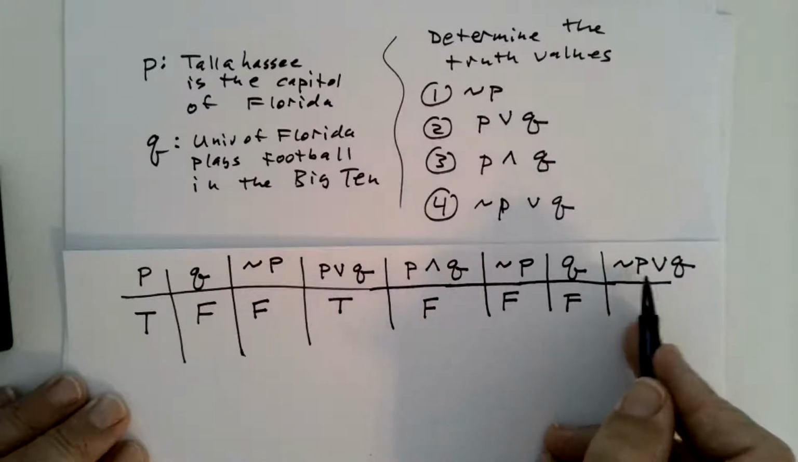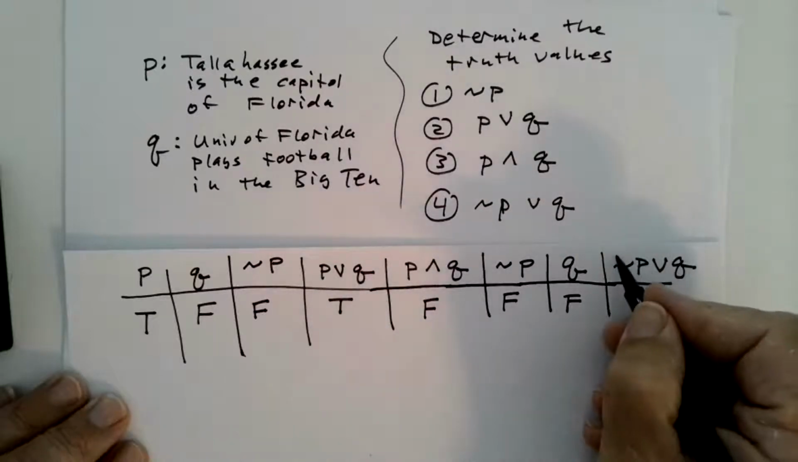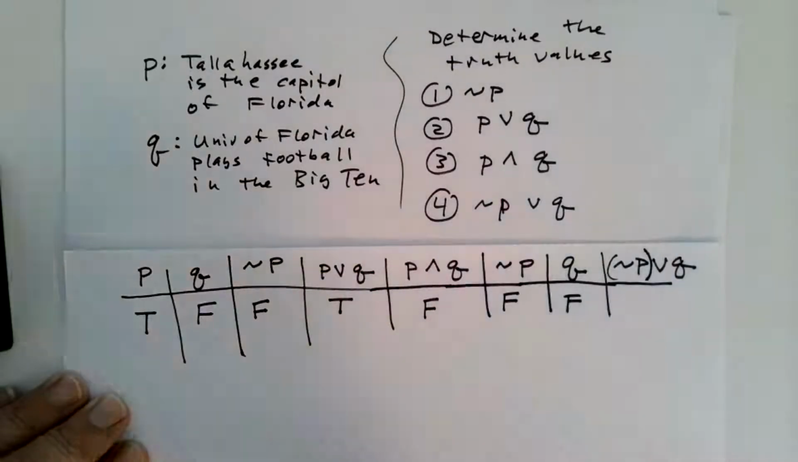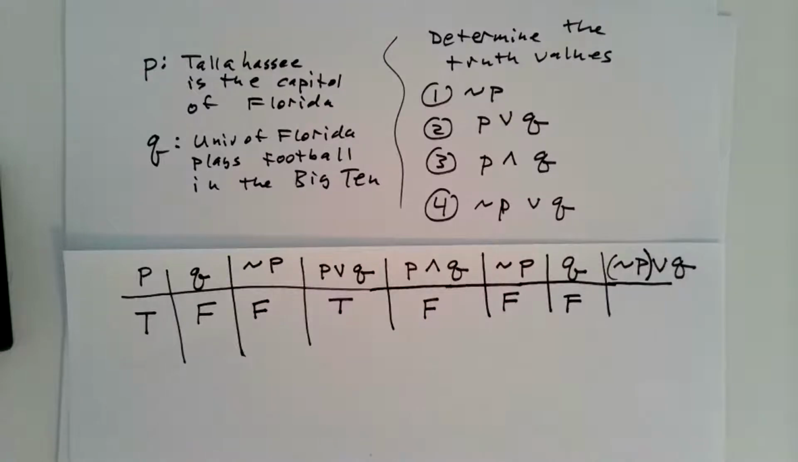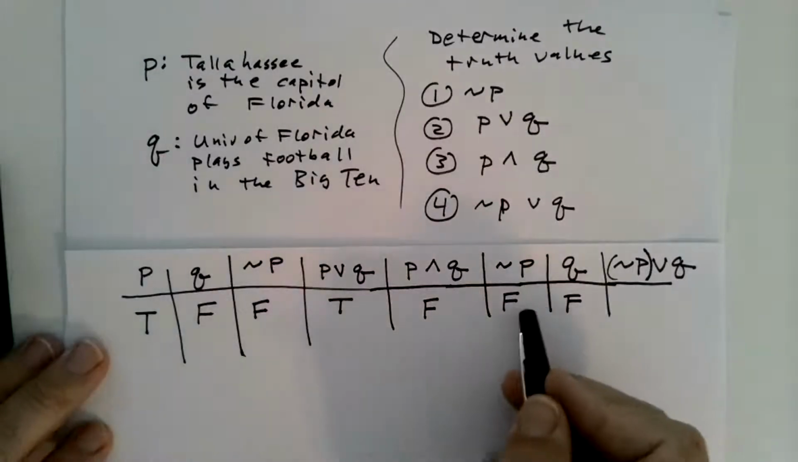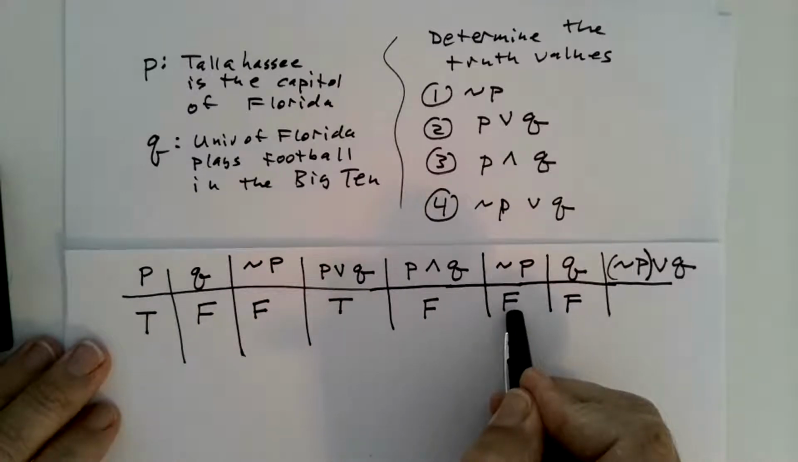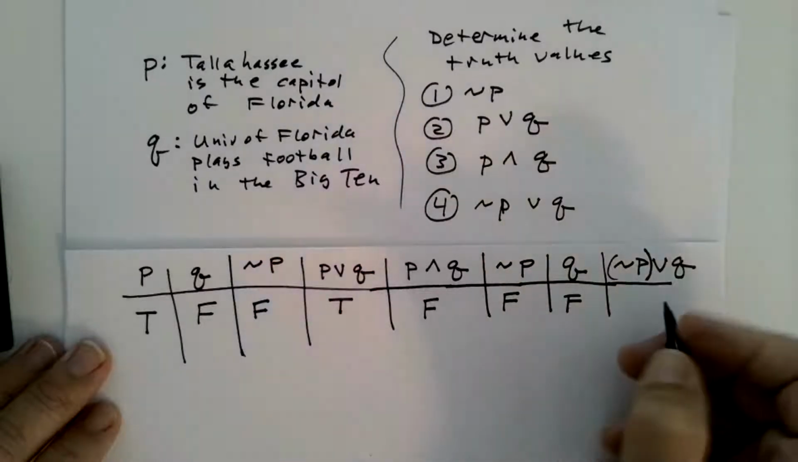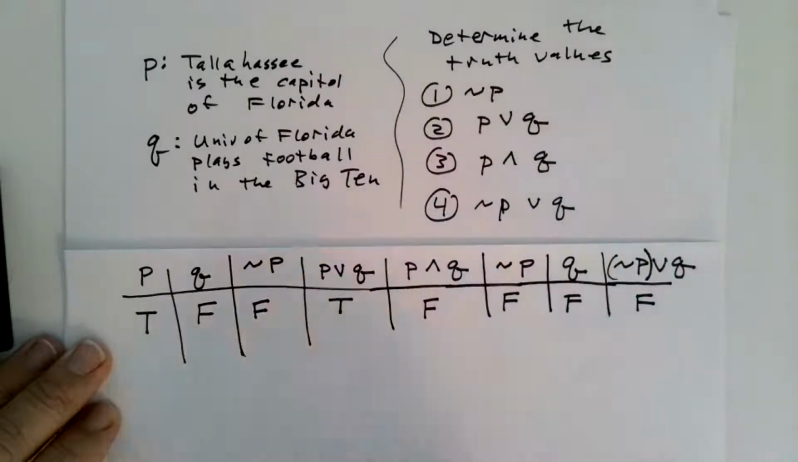Remember, the not goes with the P. The order of operations tells us that this is the order it's going: not P, or Q. That's true if one or the other or both are true. Is one or the other or both true? Not P is false, Q is false. Are one or the other or both true? The answer to that is no, and the result is false.